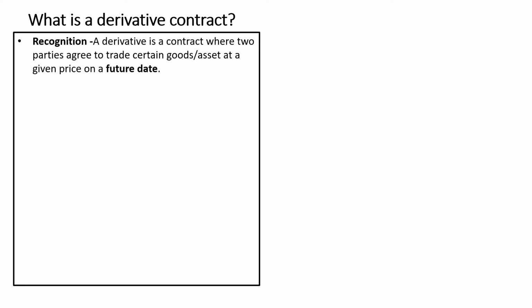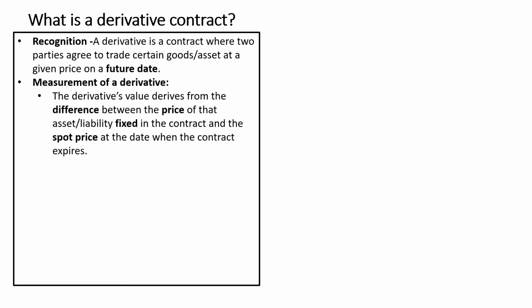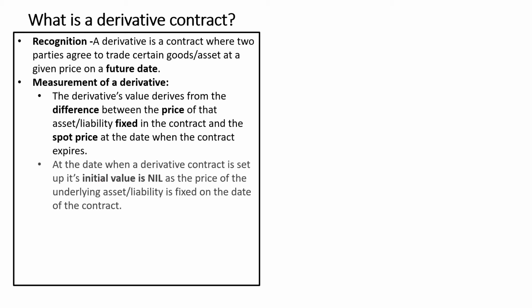What is a derivative contract? A derivative contract is a contract where two parties agree to trade certain goods, assets or liabilities at a given price on a future date. It is recognized when the entity becomes a party to the contract. Measurement. The derivative's value derives from the difference between the price of that asset or liability fixed in the contract and the spot price at the date when the contract expires.